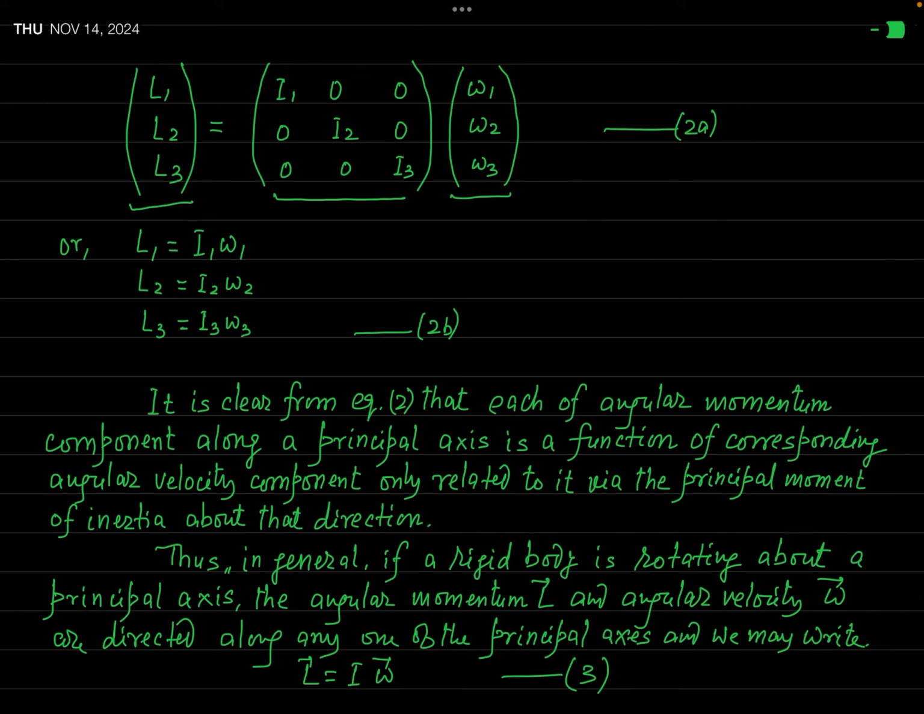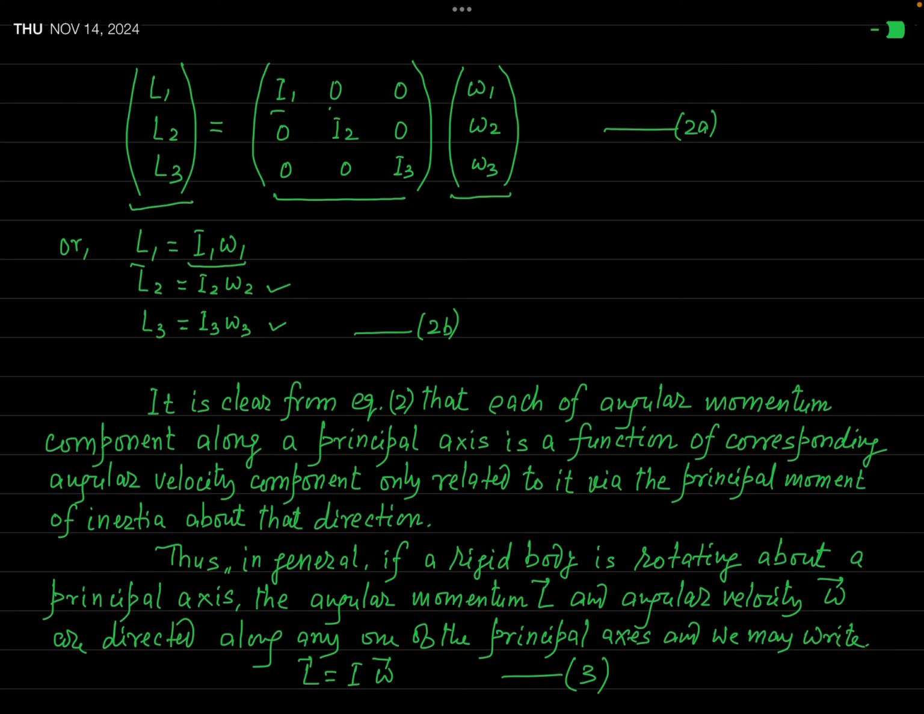So now, what will be L1? If you want to find L1, you can easily find it. That will be I1 times omega 1 plus 0 times omega 2, which is 0, plus 0 times omega 3, which is 0. So L1 is simply equal to I1 omega 1. Similarly, you can see that L2 is simply equal to I2 omega 2, and L3 is simply equal to I3 omega 3. So mark the difference.